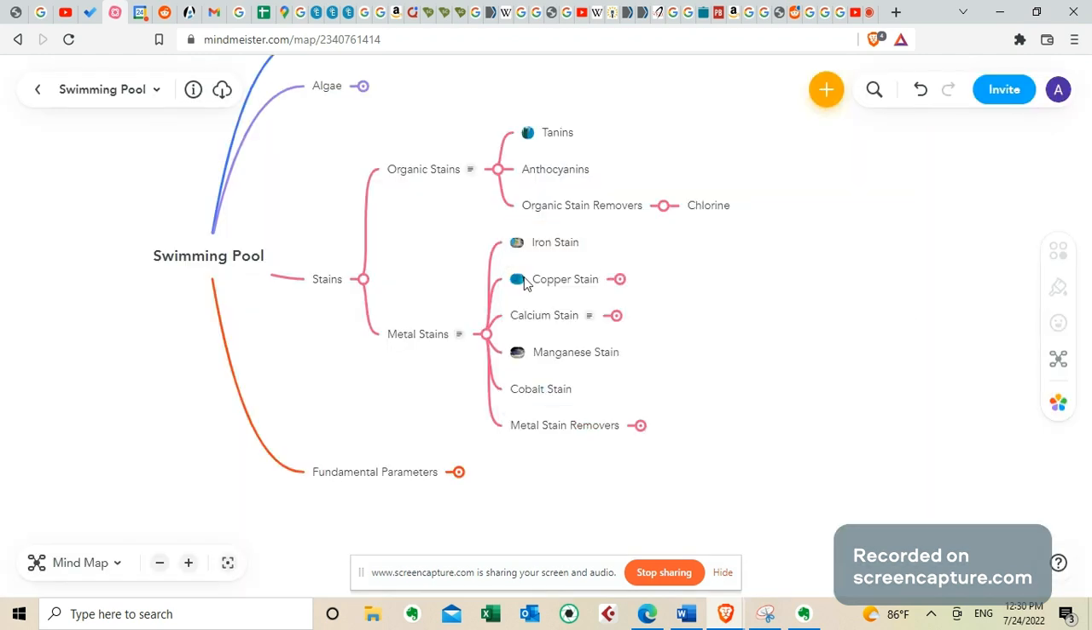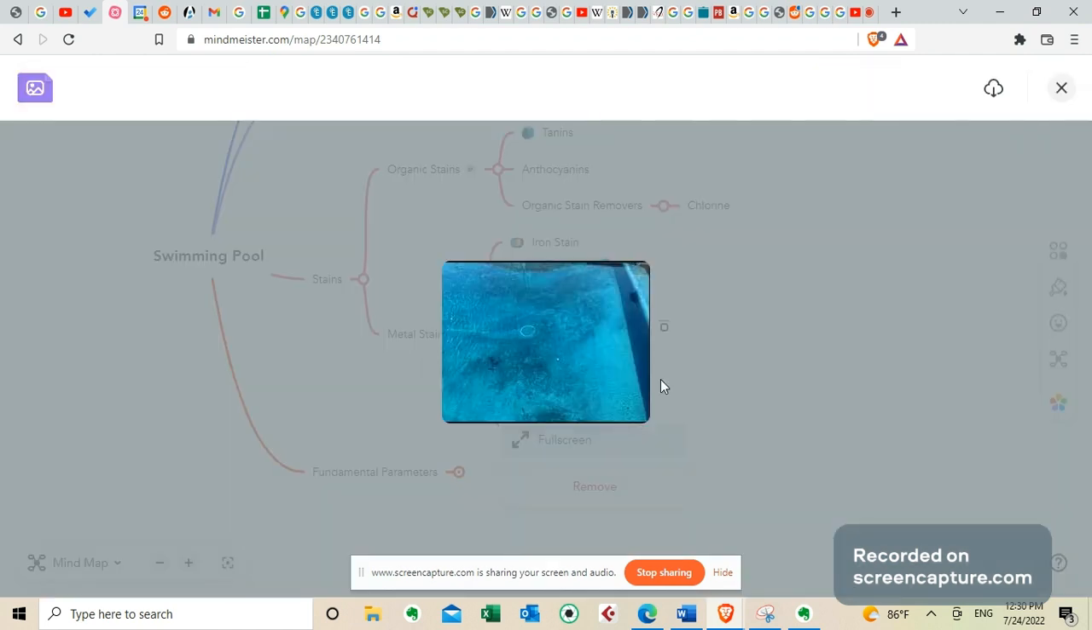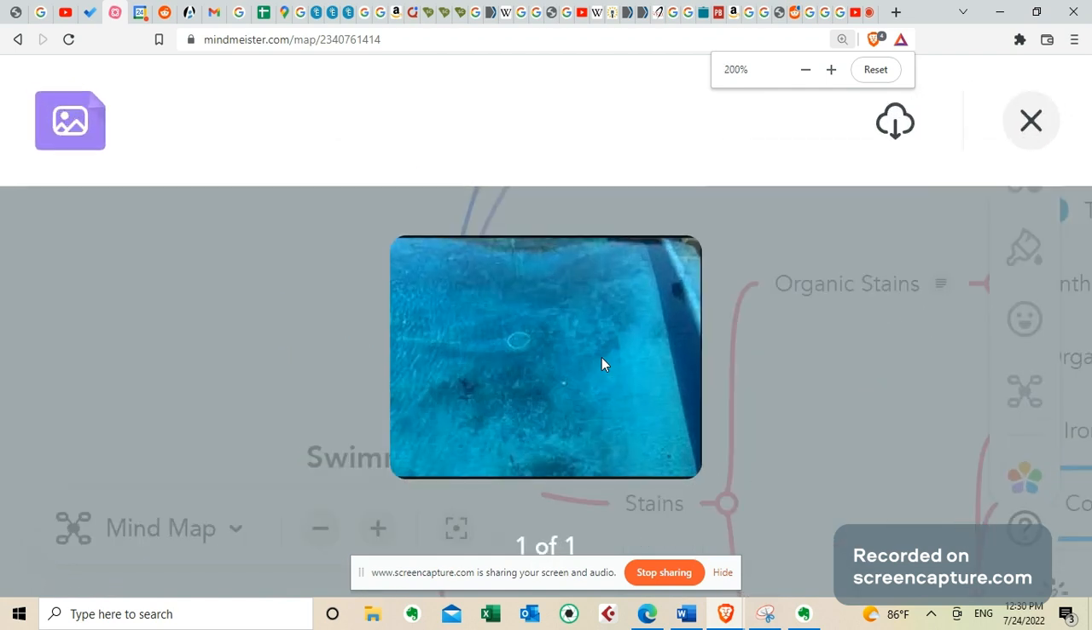A copper stain is going to look a little bit different. Let me show you a picture of that. Copper stain is going to be black. This is extremely solid. Again, guys, I apologize. I tried to make this big. Let me see if I can zoom in. I guess I can. A little bit. Hopefully you can see that.